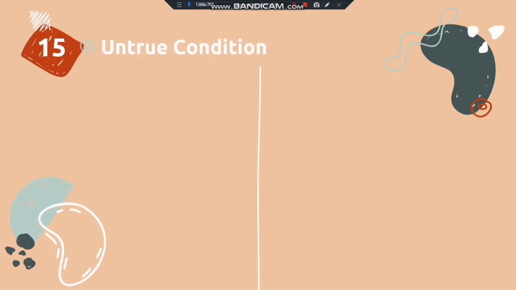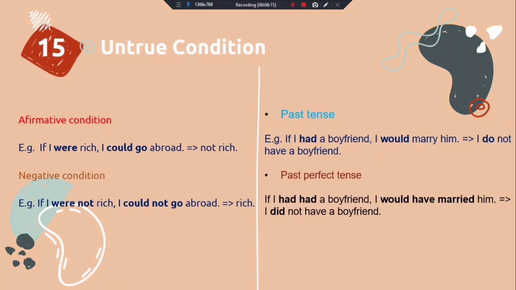15. Untrue condition. It is almost the same with number 14. What you have to do is choose the answer that has the opposite meaning from the conversation. There are also some kinds of untrue condition that you can find. The first one is affirmative condition.